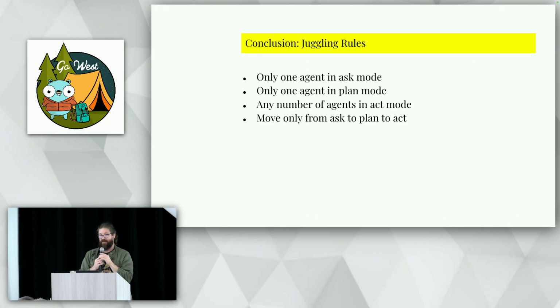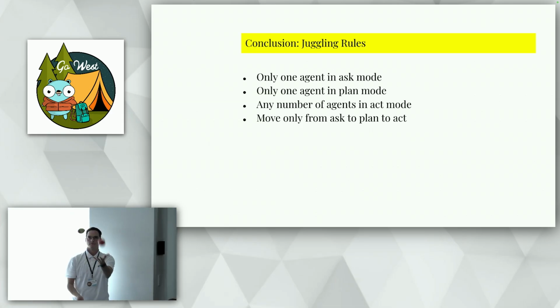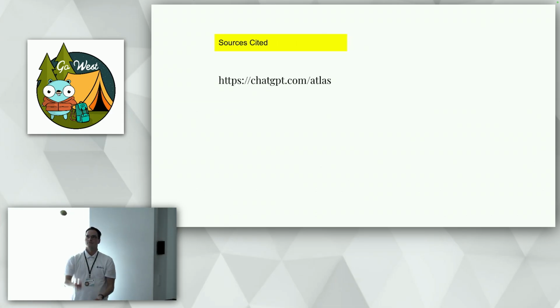So those are like the methods. You can ask, you can plan, but you can only have one agent in each of those. And once you're done with that, you move it through the cycle. Ask, plan, act, ask, plan, act. And that's how it works. And it keeps going through that cycle.